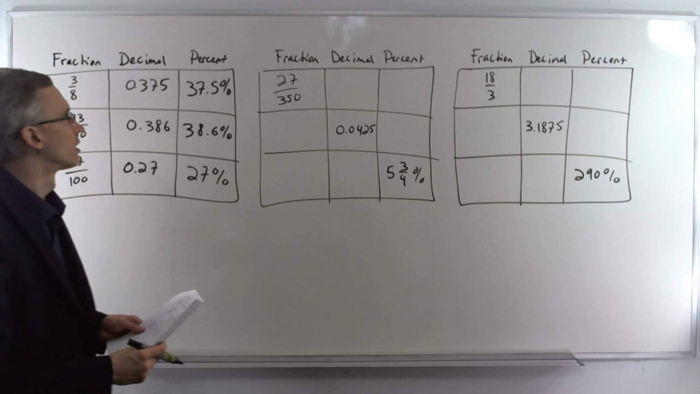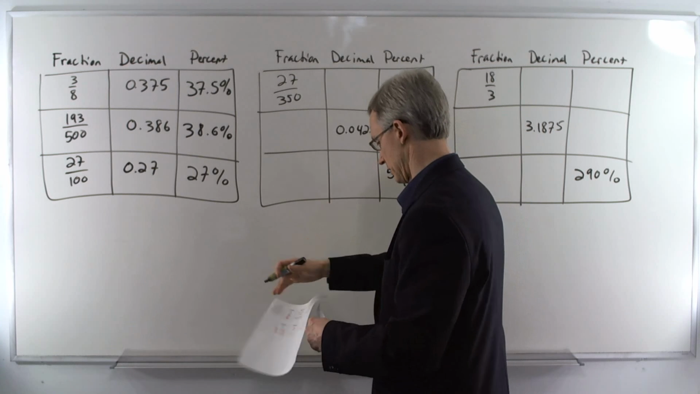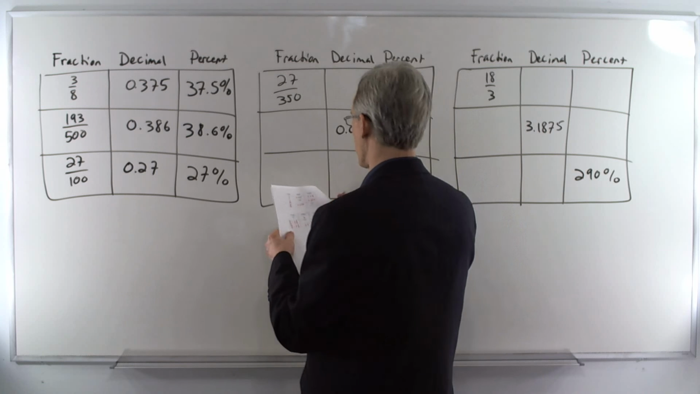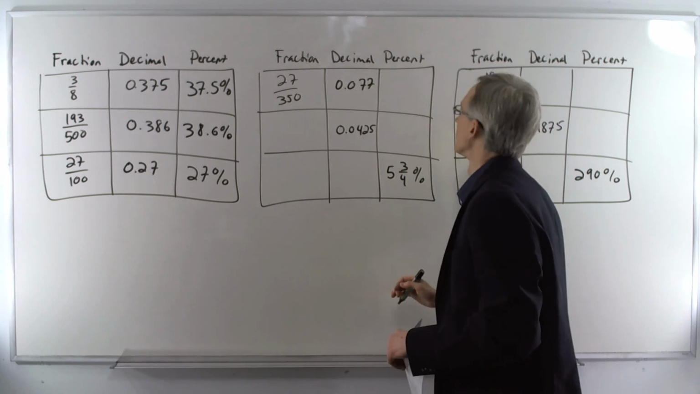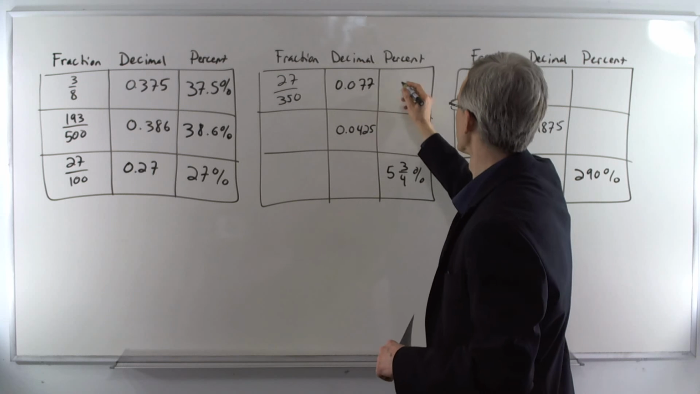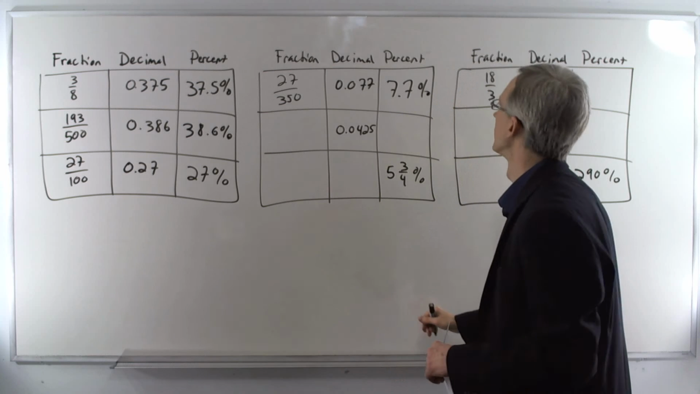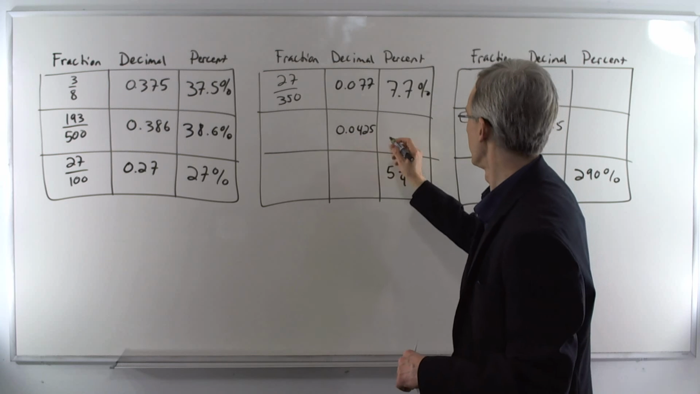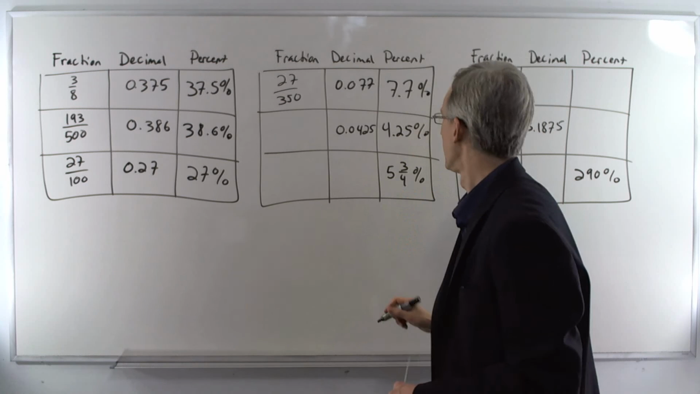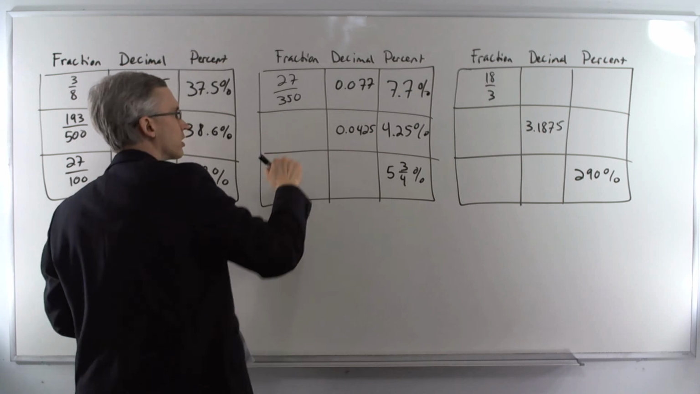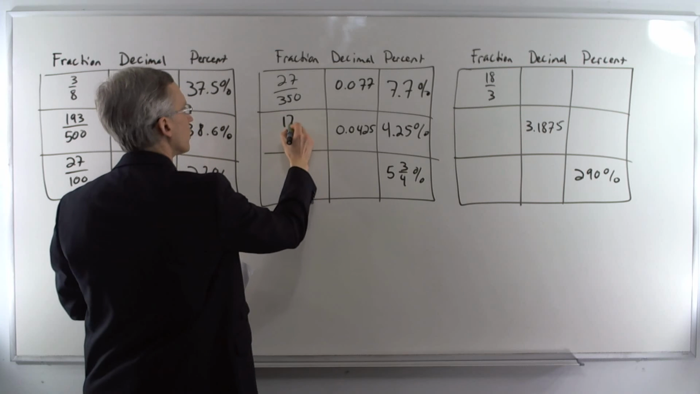Next up, 27 divided by 350, we get a little decimal there. And we divide those, 0.077. And convert to a percent, 2 to the right, we get 7.7%. All right, this one, 2 to the right, 4.25%. And then stick that in the calculator, convert to a fraction, and that is 17 over 400.